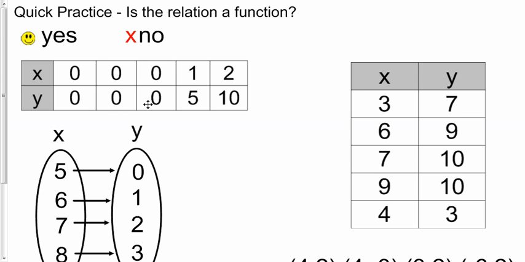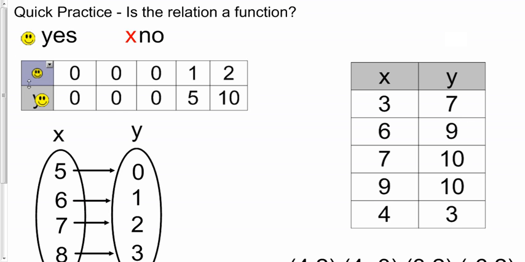Quick practice, we're almost done. We're going to put a smiley face beside it if it's a function. We're going to put an X beside it if it's not a function. So let's look at this table. Does every single input have only one output? Well, the zeros all have one output. It's always going to be 0, and these two have it. So yes, this is a function. We'll put it right there.